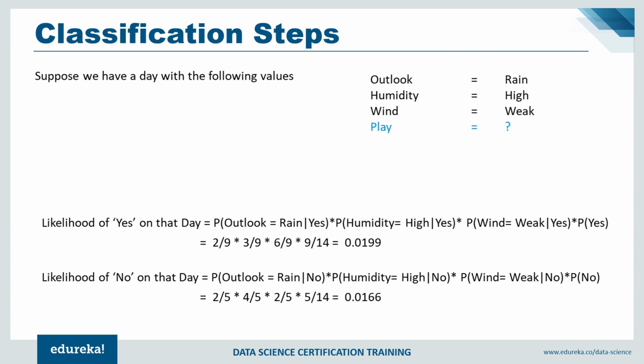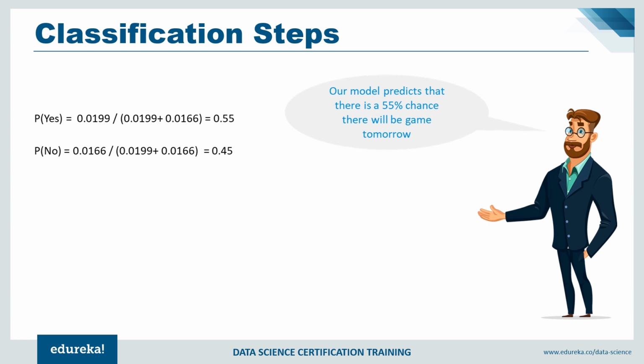Now we're going to find the probability of yes and no. For that, we take the likelihood and divide it by the sum of the likelihoods of yes and no. In that way, we get the overall probability of yes. Using that formula, we get the probability of yes as 0.55 and the probability of no as 0.45. Our model predicts that there is a 55% chance that there will be a game tomorrow if it's rainy, the humidity is high and the wind is weak.